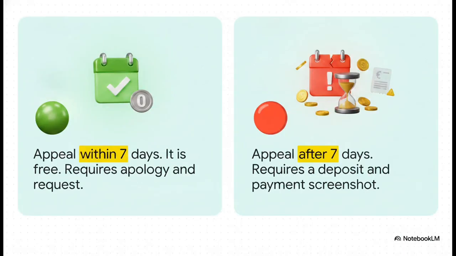Okay, so the absolutely crucial point here is timing. Step 2 splits into 2 very different scenarios based on how quickly you act. Case A is if you appeal within 7 days of the ban. This is the absolute best case scenario. Why? Because it costs you absolutely nothing. It is totally free. You simply need to send an email with an apology message admitting your mistake and formally requesting a second chance.